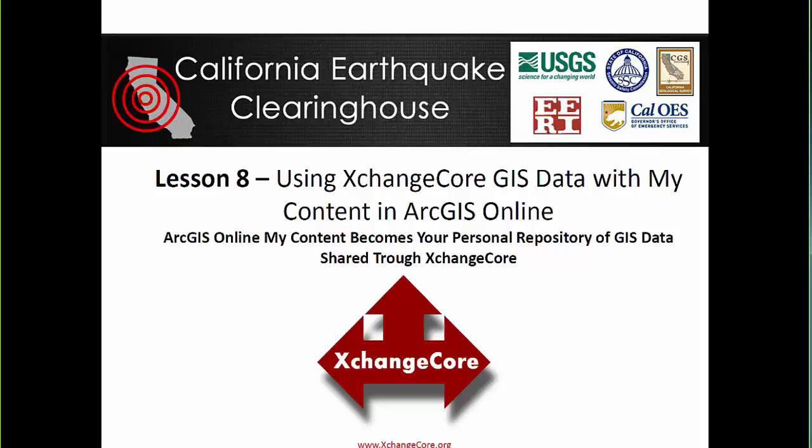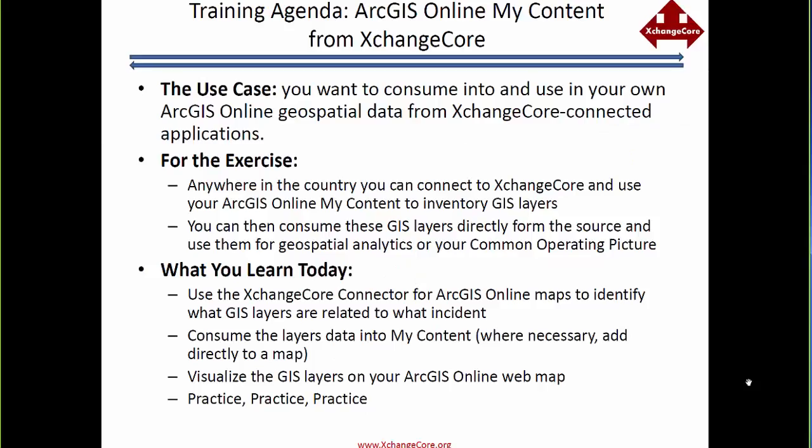Today, what we're going to be taking a look at is how you take the data that you've seen go into XchangeCore from a number of different ways and come out of XchangeCore into a number of different applications, but how you begin to structure it inside of ArcGIS Online, in particular using the feature called My Content. Now, My Content is your personal repository of GIS data. You'll put lots of things in there, but this is going to show you how to bring the data that is in XchangeCore and put it into your My Content.